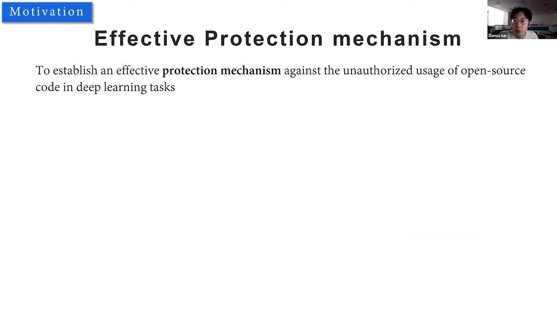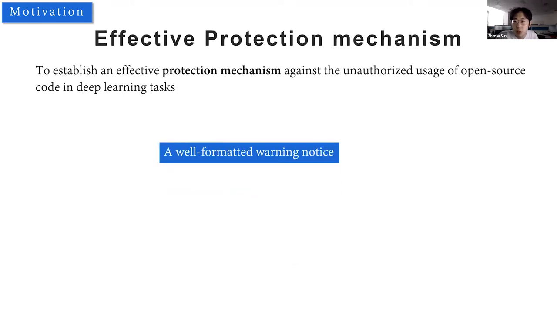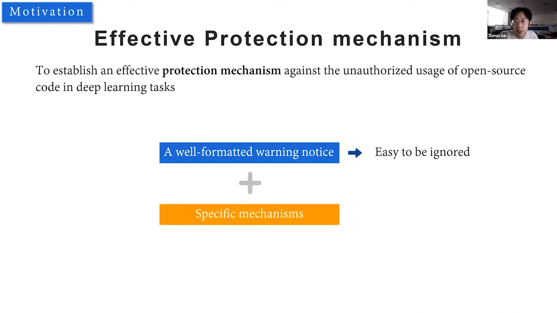Both the ethics and the security problems pose a significant impact on Copilot and other similar products that aim to learn knowledge from large-scale open source code. It manifests an emerging appeal from the open source community to establish an effective protection mechanism against the unauthorized usage of their open source code in deep learning tasks. Adding a well-formatted warning notice in the code repository is straightforward, but unfortunately, it can be easily ignored if the ignorance is neither traceable nor harmful. Specific mechanisms are desired to make the notice well-respected.